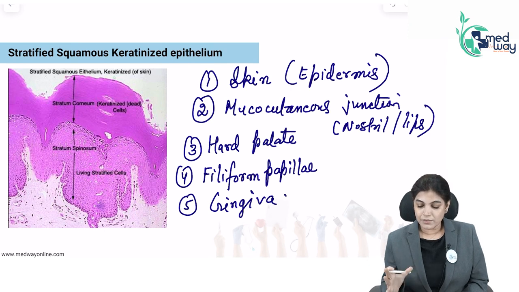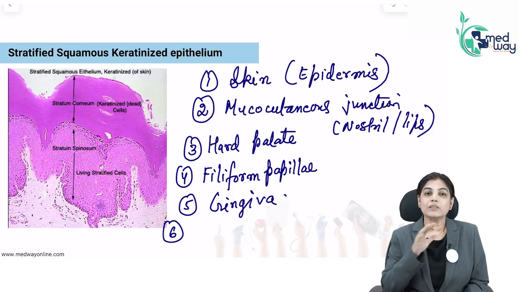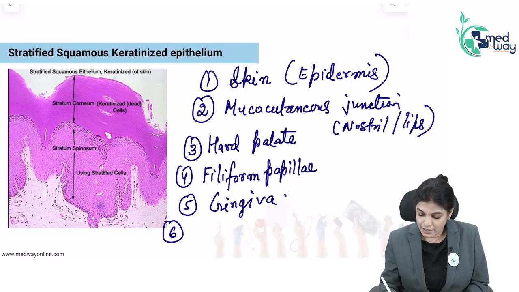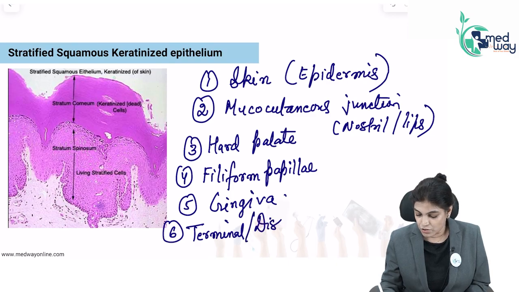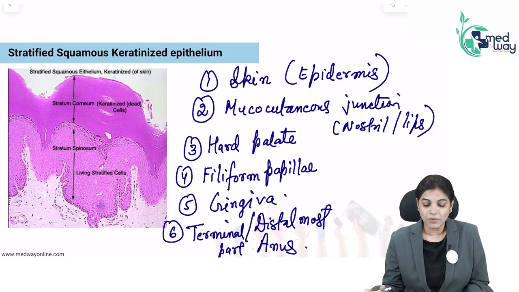Now, the most terminal, distal-most part of the anal canal, which lies close to the skin, the anus, you can say, has skin deposition. So, it is also a type of stratified squamous keratinized epithelium.